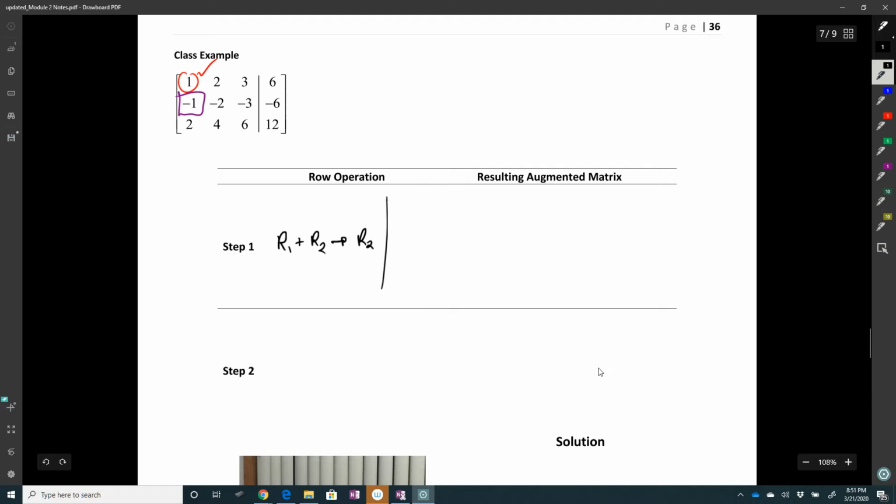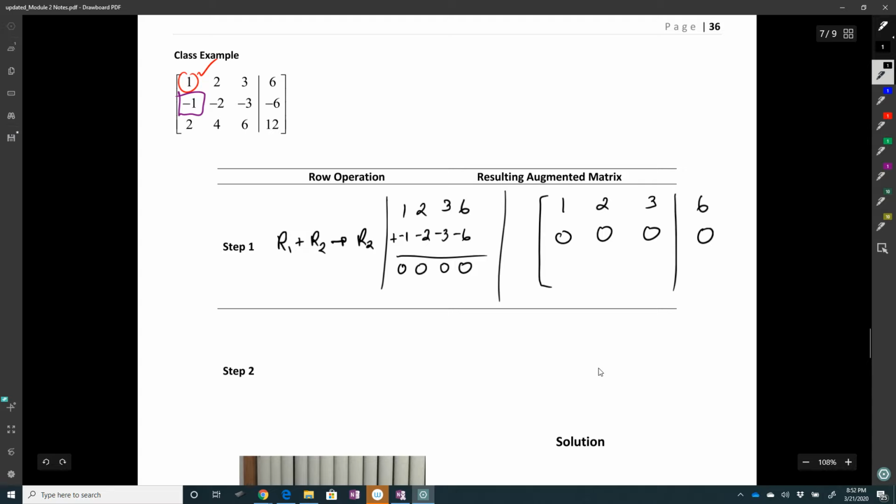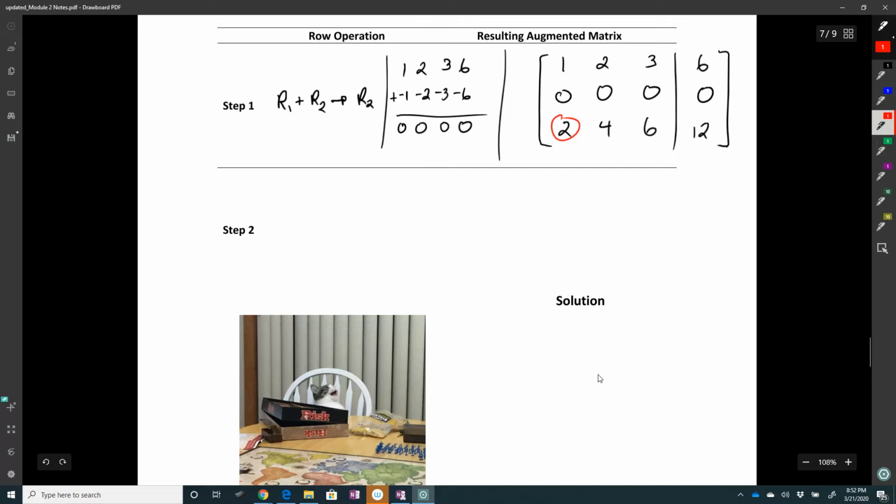So 1, 2, 3, 6 is going to be added to negative 1, negative 2, negative 3, and negative 6. And just as you'd expect, you get all zeros. So I have 1, 2, 3, 6, 0, 0, 0, 0, 2, 4, 6, 12. Okay, step 2, same thing. I want to turn this guy into a 0. I'm still in column 1, so I'm going to use row 1. The opposite of 2 is negative 2. So it's going to be negative 2 row 1 plus row 3. Gives me my new row 3.